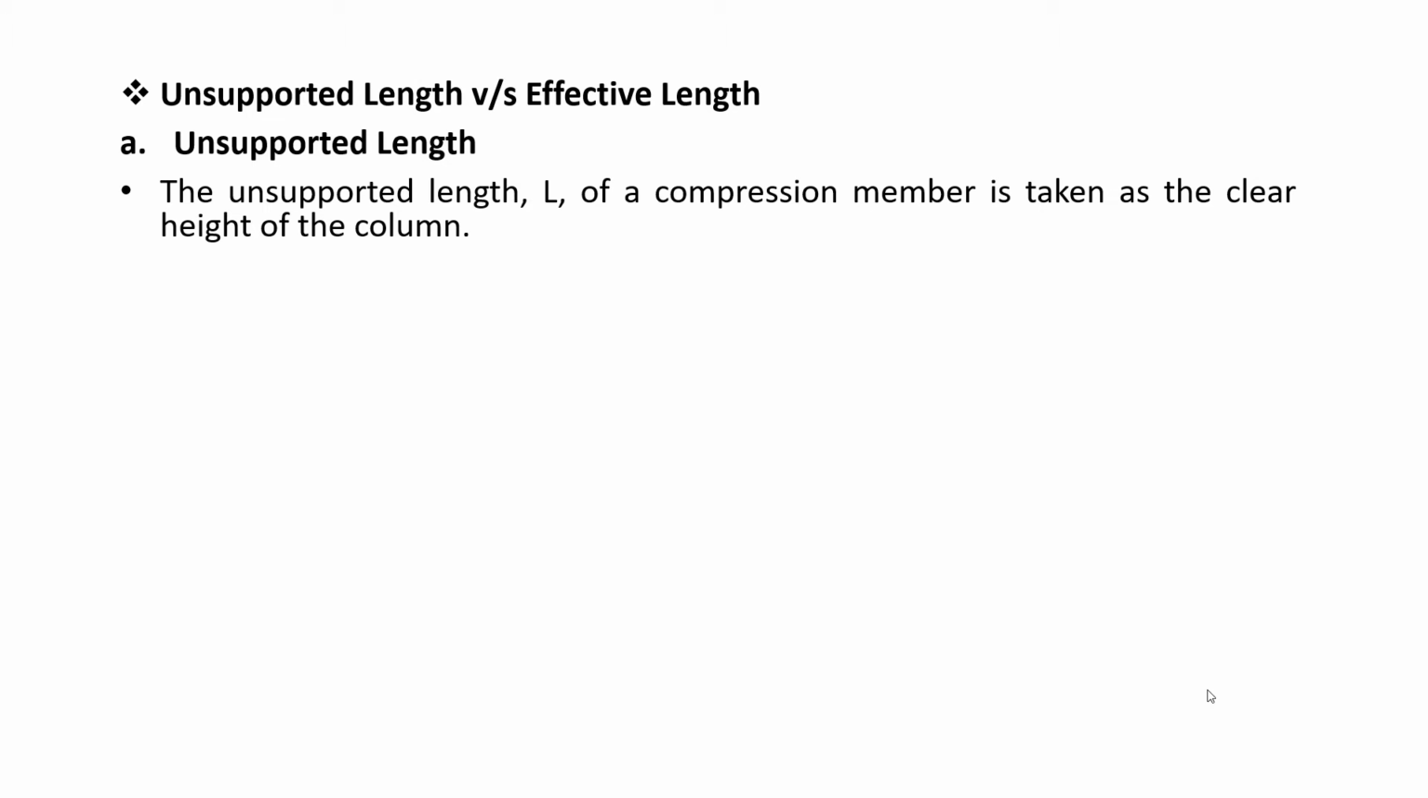Now, there is a difference between the unsupported length and the effective length. First of all, the unsupported length is the clear height of the column. For example, I have a flat slab which is supported by the column C as shown in the figure. So here the unsupported length will be the clear height between these two floors.